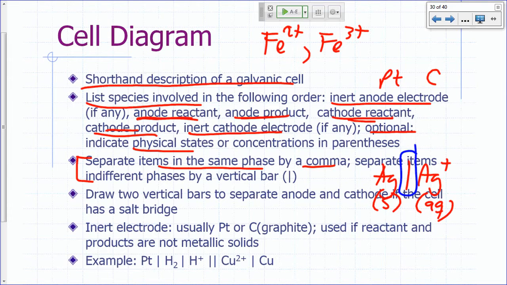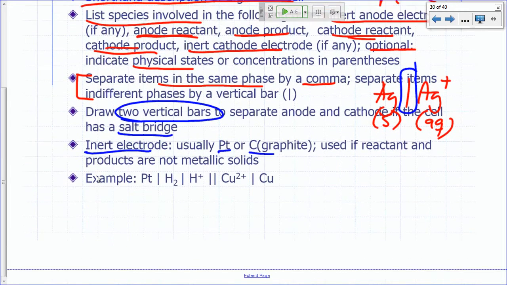If your two compartments are separated by a salt bridge, you draw two vertical bars to separate the anode from the cathode. Sometimes it's possible to set it up so they're all in one solution, and in that case, you just use one bar. And like I said, your inert electrode is usually either platinum or a graphite rod. You have to use that if neither the reactant nor the product is a metallic solid in your reaction. Okay, so how would you interpret this cell diagram right here?